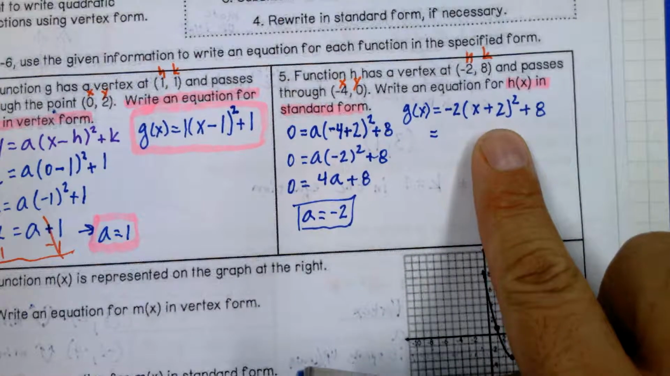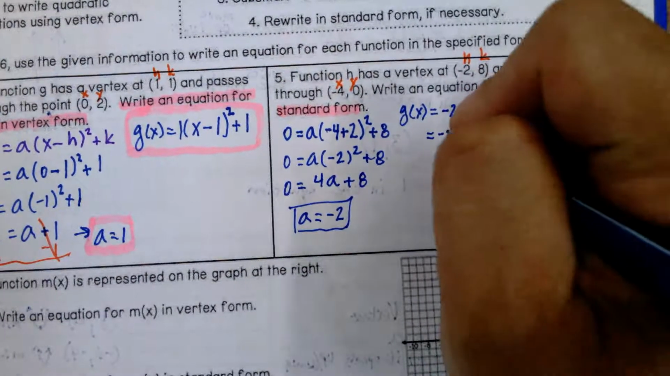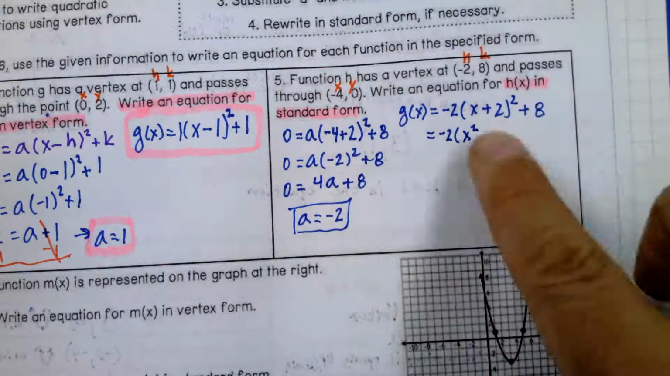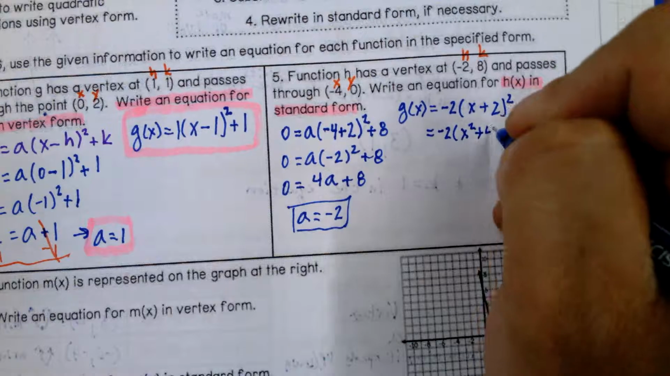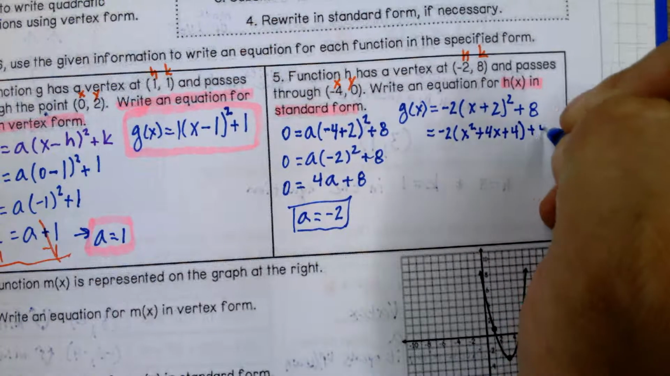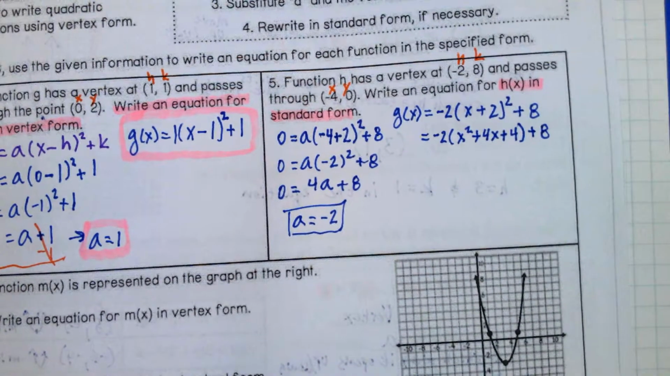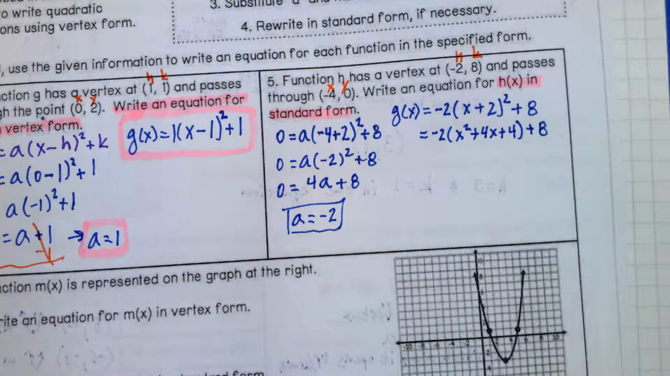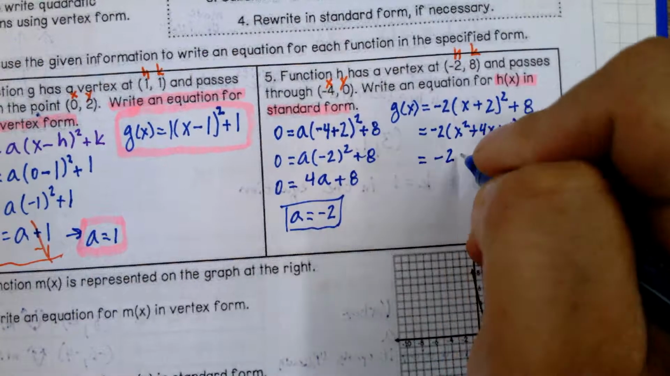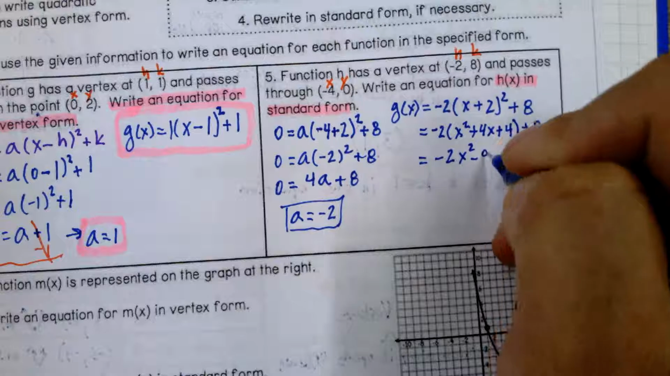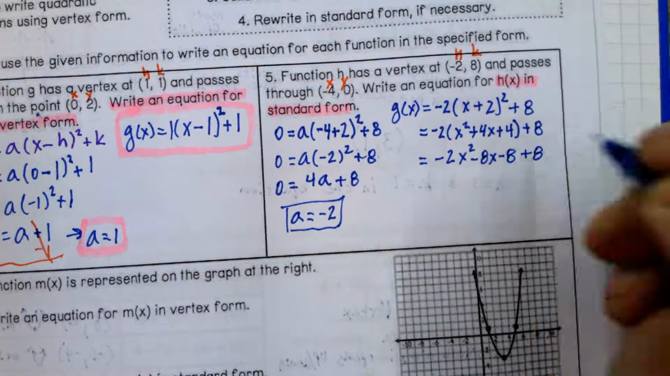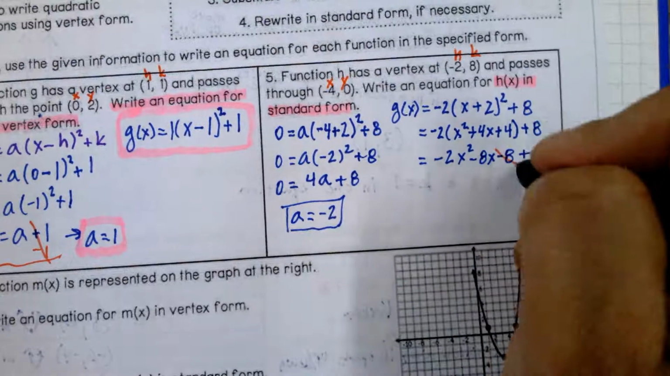So the first thing I want to do is x plus 2 squared. So negative 2 parentheses, that's going to be x squared plus 4x plus 4, and then outside the parentheses plus 8. Okay, I just squared x plus 2. Now I have to distribute the negative 2. Negative 2x squared minus 8x minus 8, and then the plus 8. Yeah, we get canceling. These will cancel.